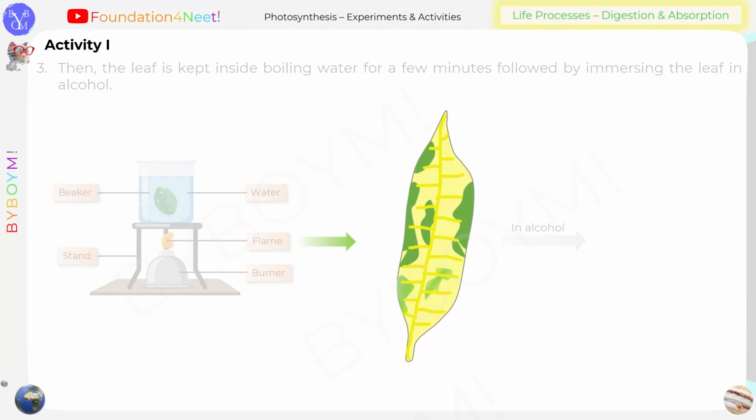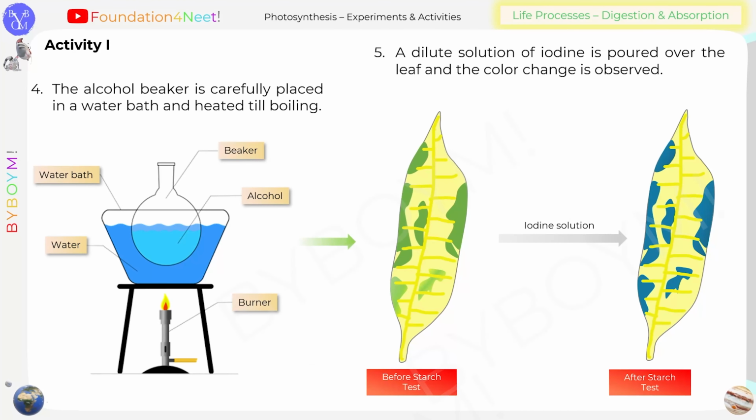Okay, after this we keep the leaf in alcohol. Because we cannot keep the alcohol directly in front of the flame, we use a water bath, a buffer in between. So we again heat the alcohol till boiling. What would alcohol do? Alcohol will separate the chlorophyll in the leaf. A dilute solution of iodine is then poured over the leaf and the color change is observed.